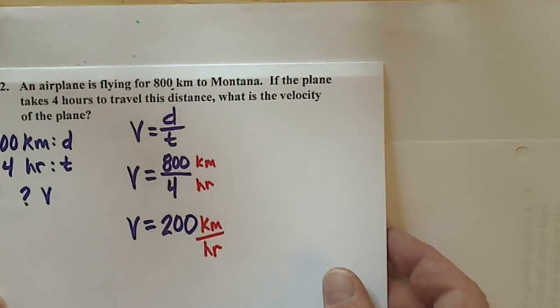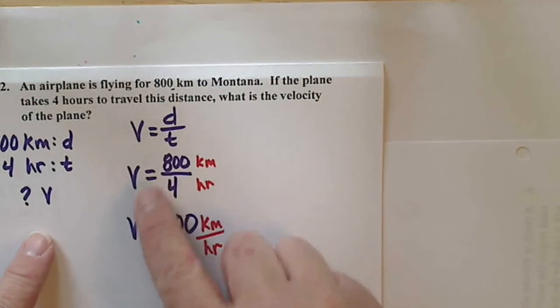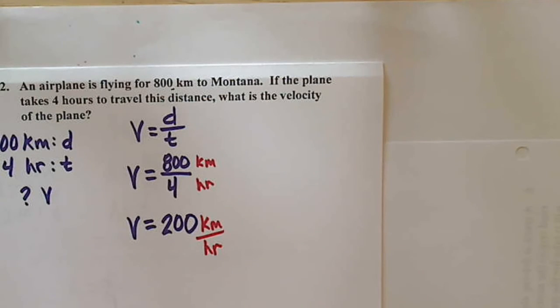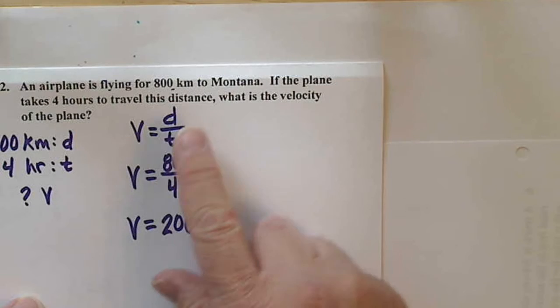Okay? All right, now in these two problems here, we tried to calculate for velocity. The next couple of problems, we're going to solve what happens if they give us velocity and time, and we're looking for distance.